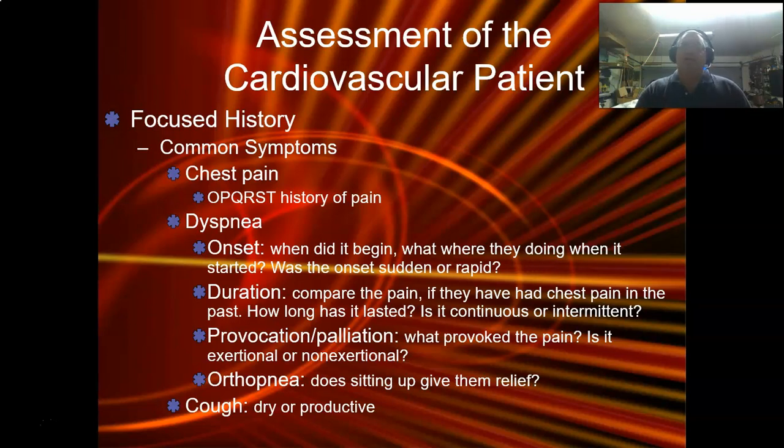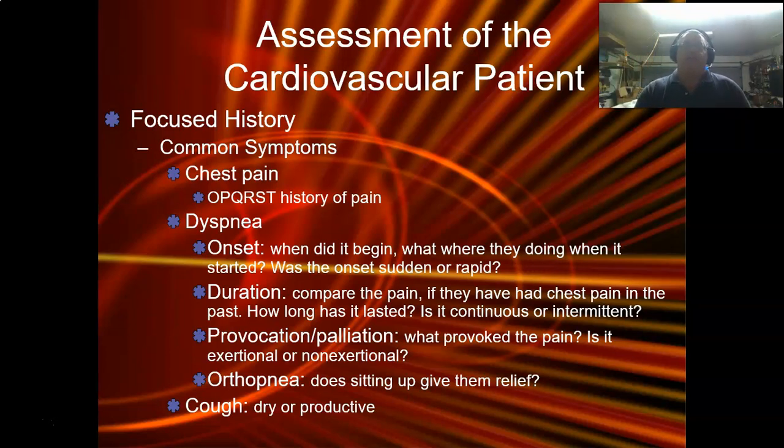So again, shortness of breath. When did it start? What were you doing? Was there exertion involved? We have to be a little creative when we ask that question. The duration: how long did it last? Is it continuous? Does it go away and come back?